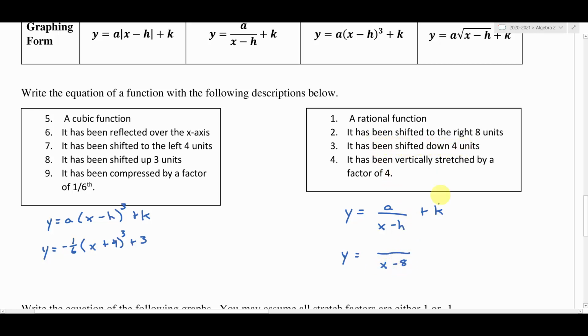It says it has been shifted down 4 units, so they just gave me my k value, so I know on the end here I'm going to have a minus 4.